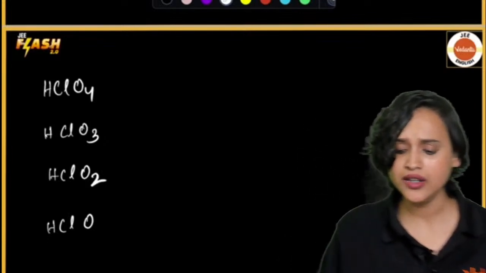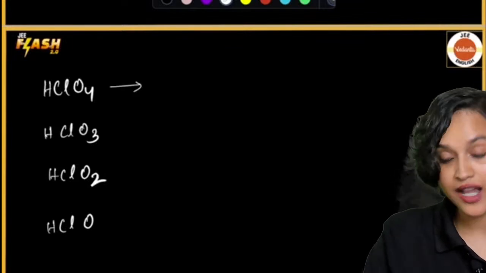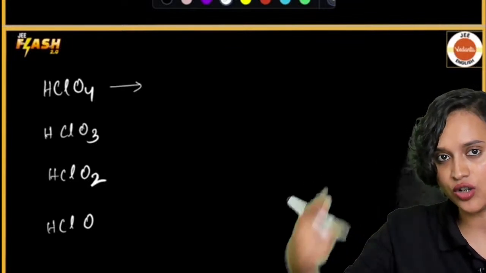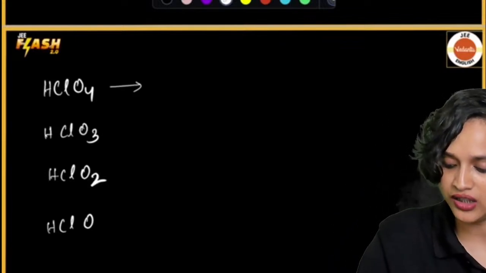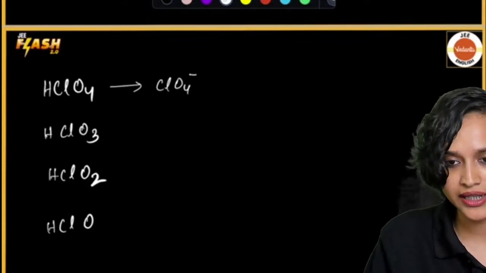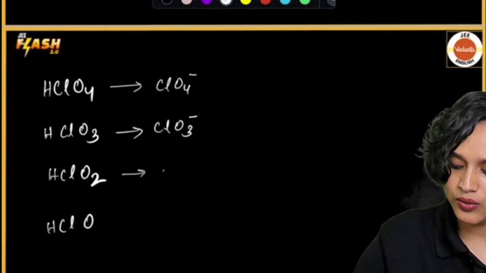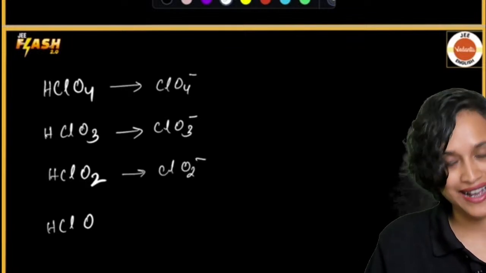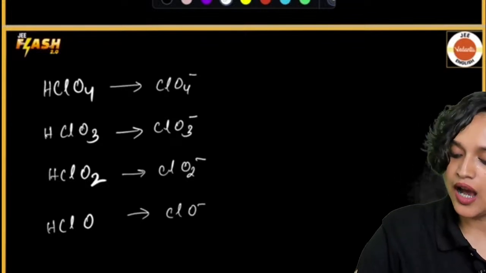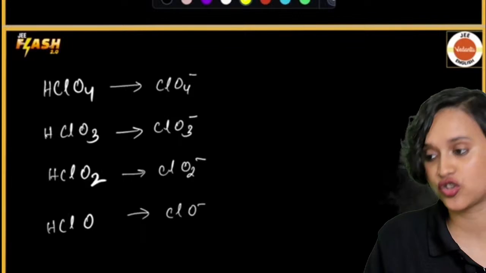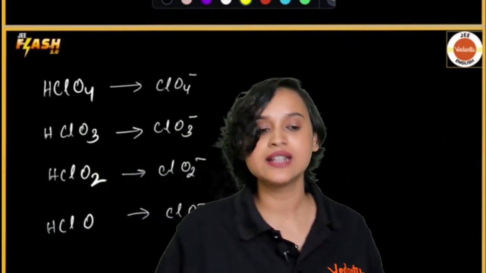If that is the case, what you're going to do is find the conjugate base. These are all acids. How do you find the conjugate base? Just dissociate the hydrogen from here. You will get ClO4 minus, then ClO3 minus, then ClO2 minus, and finally ClO minus. Now we're going to draw the structures here and understand them.